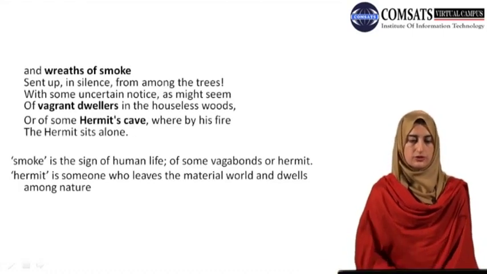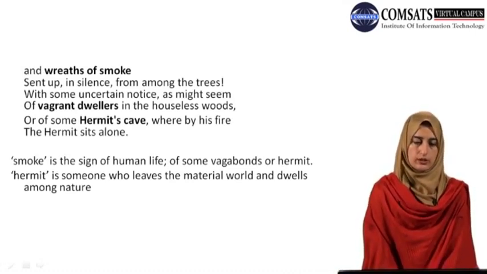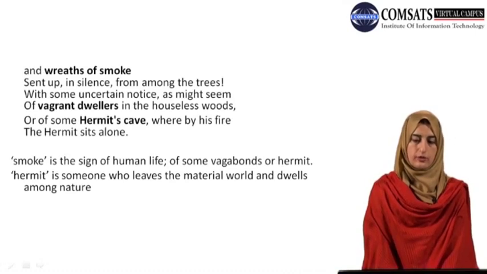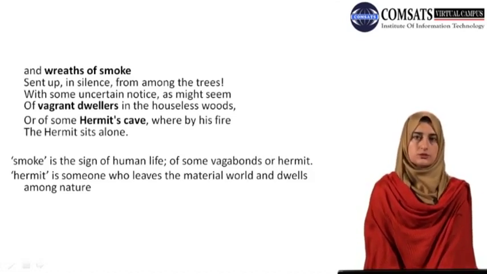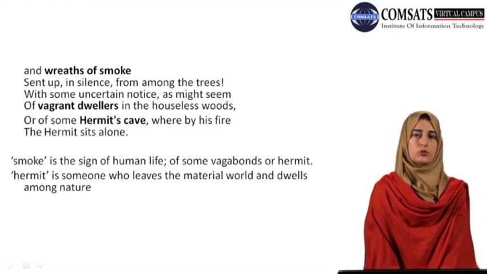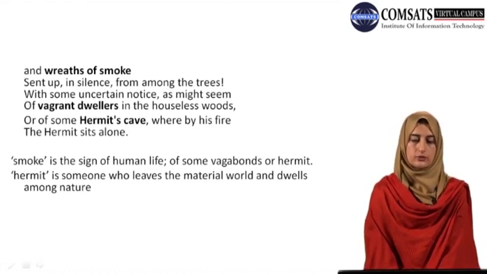Then the next things that he mentions are wreaths of smoke. He says, "and wreaths of smoke, sent up in silence from among the trees." So everything here is silent. Smoke is rising in silence from among the trees. He cannot see those cottages, those houses, but he sees wreaths of smoke rising from above the treetops, "with some uncertain notice, as might seem, of vagrant dwellers in the houseless woods, or of some hermit's cave, where by his fire the hermit sits alone."